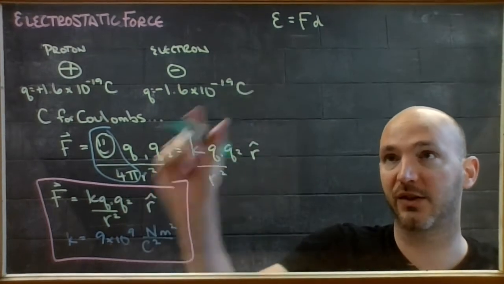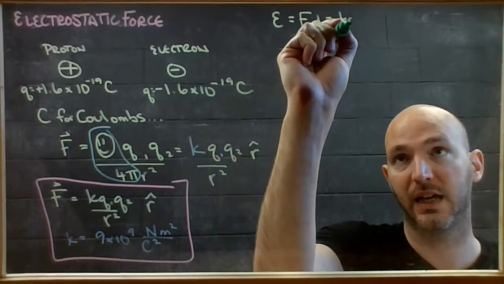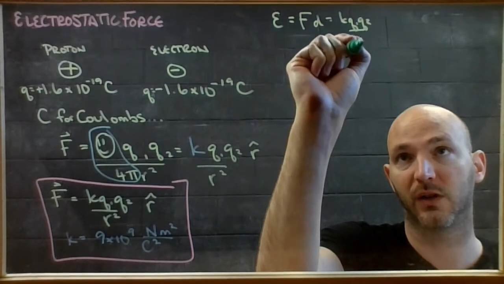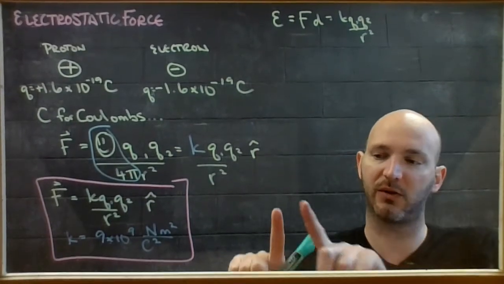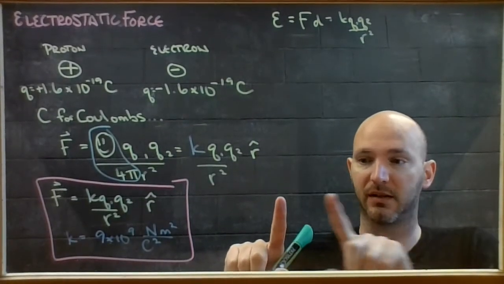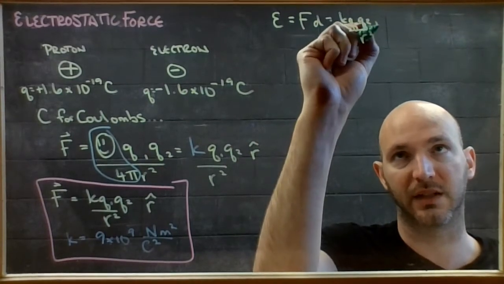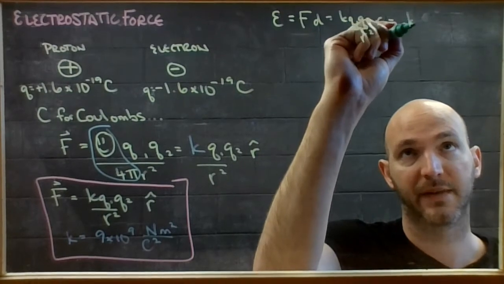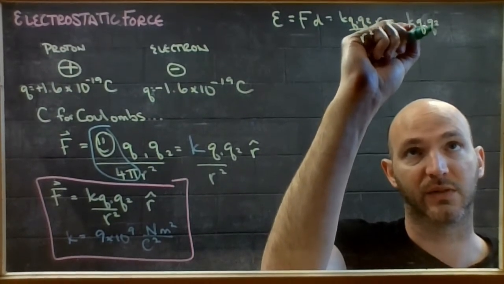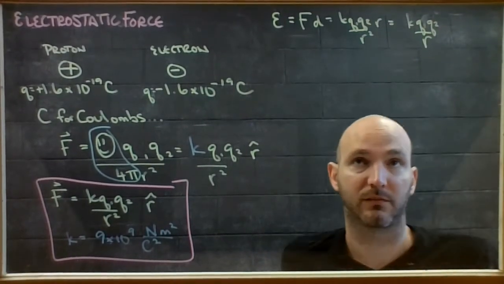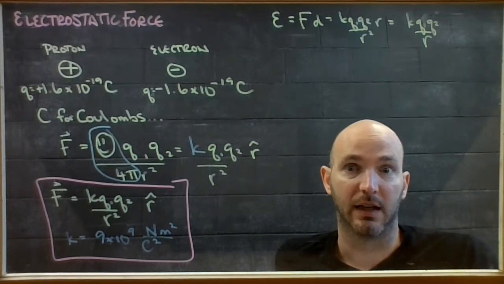The force in question would be k q1 q2 over r squared, and the distance you travel is that radius, right? The separation you've traveled. So d is going to be r, and I end up with something like this, q1 q2 over r. Okay, that's a little lazy.